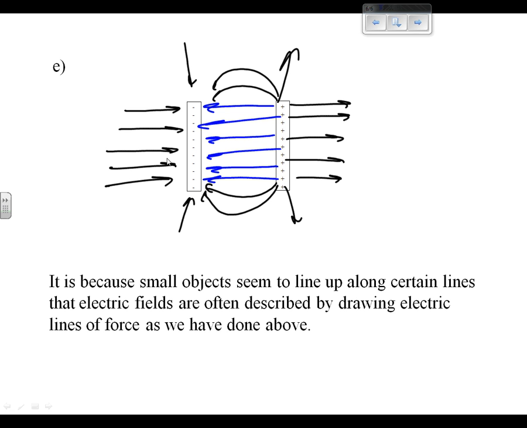So it's because small objects seem to line up along certain lines that electric fields are often described by drawing electric lines of force as we've done above. It is simply, way back to September, our very first unit, a scientific model. It's a physical representation of what we're trying to describe, and we can't really do it without drawing something. That's really what it is. Does that make sense?